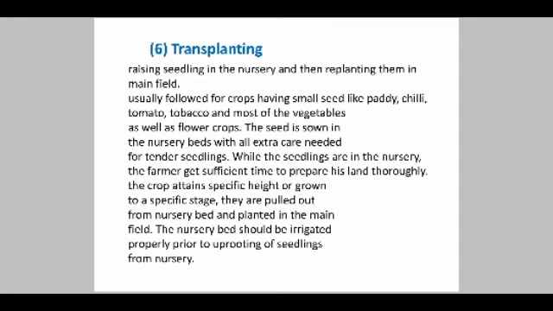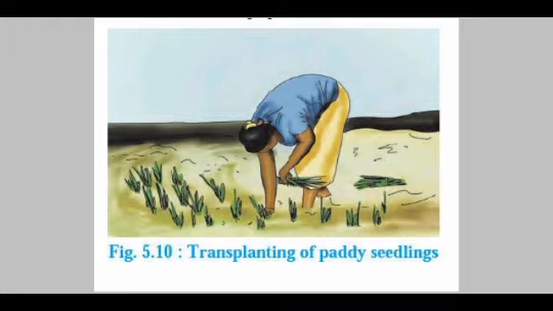The nursery bed should be irrigated properly before uprooting seedlings from the nursery, as this is necessary for easy removal. It is also necessary that the main field area is irrigated. After transplanting, the seedlings are taken care of.